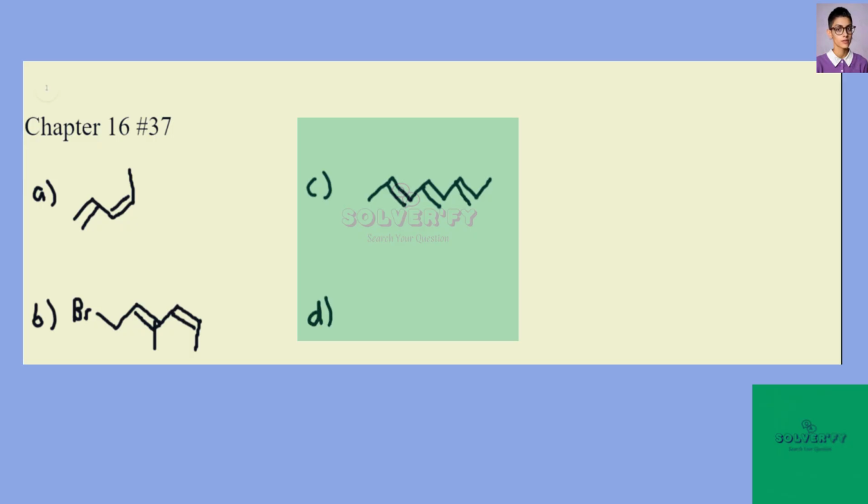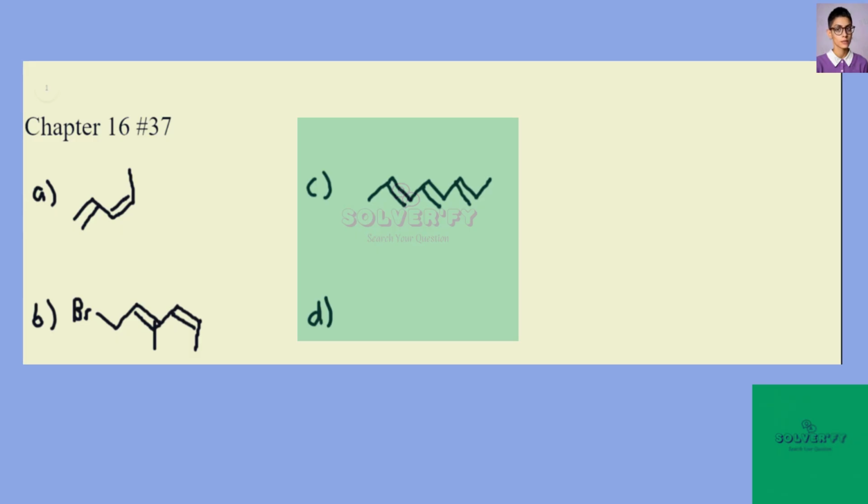Okay. So then D is 2E,4E-3-methyl-2,4-hexadiene in the S-cis conformation. So we have a diene again at carbons 2 and 4. They need to be in the S-cis conformation, and the longest chain is going to be a 6-carbon chain since it's a hexadiene.